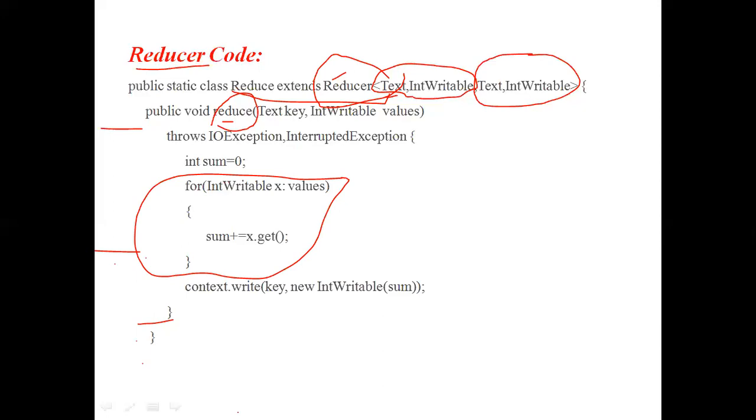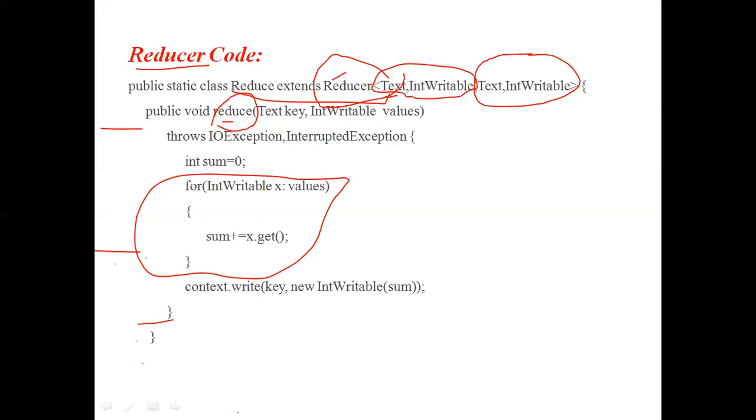Okay, IntWritable x in values. For every x in values, sum is equal to sum plus x dot get. What will this x dot get function do? The get function will take the key and it will return all the values related to the key. Whenever we give a key to this get method in Hadoop, the get method will return all the values linked to the key.